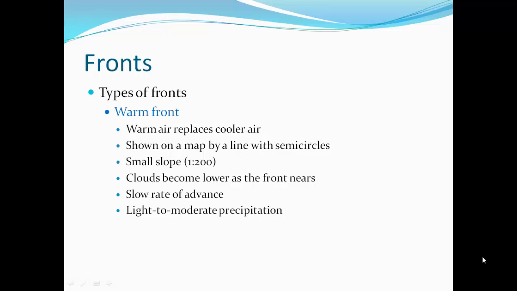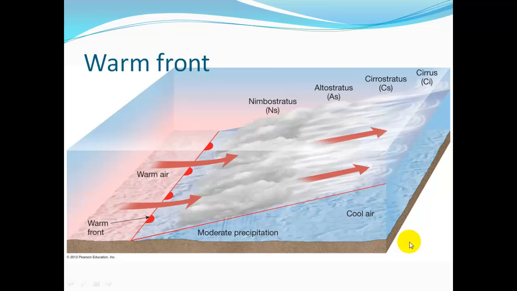Warm fronts. Warm air replaces cooler air, as shown on a map by a line with semicircles, and a small slope. Clouds become lower as the front nears. It's a slow rate of advance, with light to moderate precipitation. So here's our warm front, a nice low slope. The warm air is advancing and replacing the cool air, and you'll have moderate precipitation and a lot of cloud coverage.